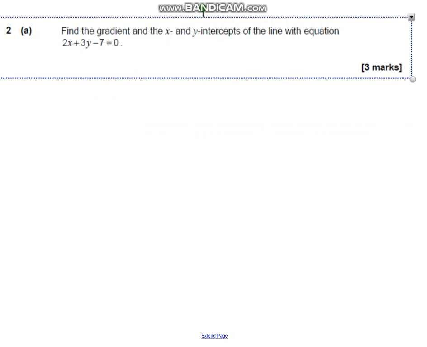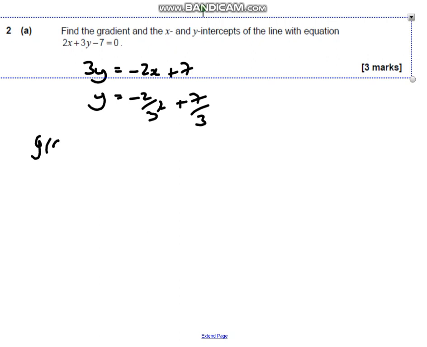Find the gradient and the x and y intercepts of the equation with this. Okay, so to start off with, that's our equation. So we'll just bring the x's and the other bits over here, and so that gives us minus 2x plus 7. Now divide through by 3, so y is going to be minus 2/3 x plus 7/3. Okay, so that therefore means the gradient must be equal to minus 2/3.